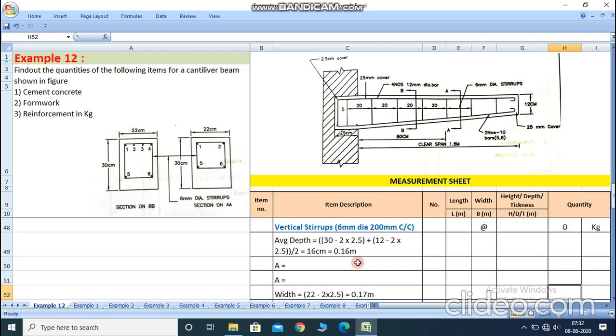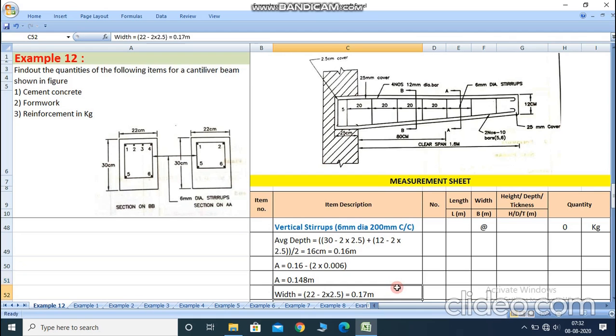So for finding out the vertical stirrups, first we find out the A. So A is 0.16, we already calculated, minus 2 times diameter of the stirrup. So here the diameter of the stirrup is given as 6 mm, so right here 0.006. So the value of A we got is 0.148 meter.